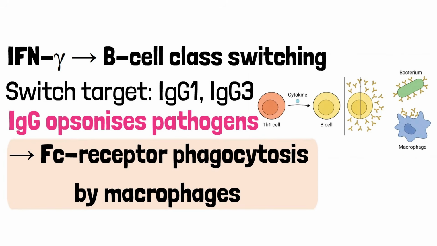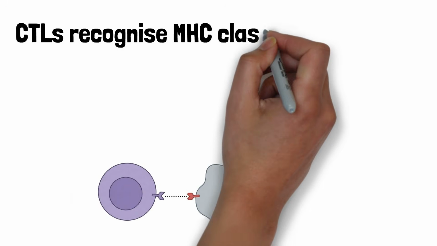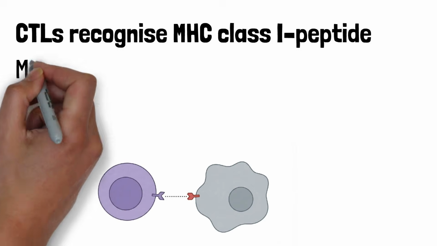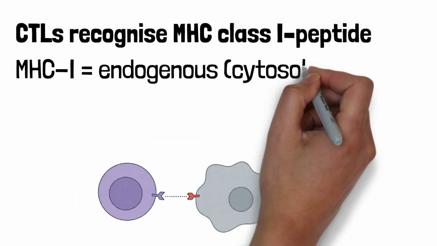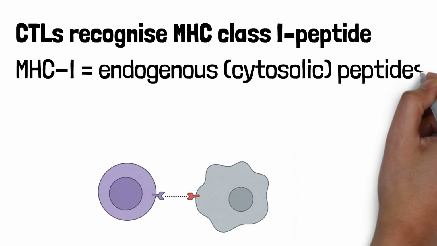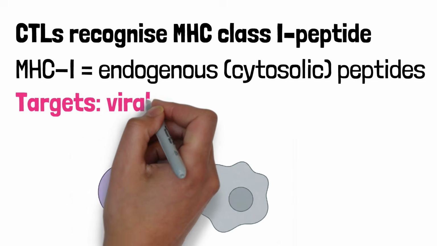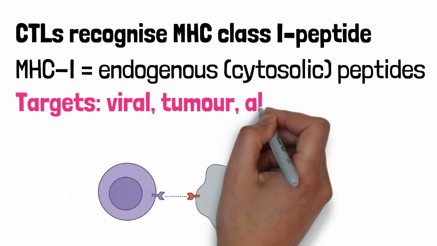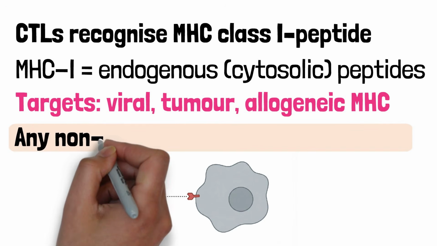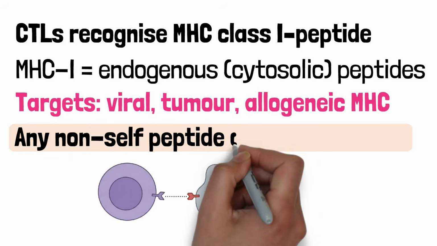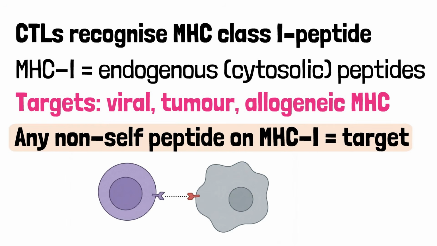Now, let's shift from the macrophage side of Th1 immunity to its other major arm, the cytotoxic T lymphocyte. Now that we've moved into the CTL story, the core rule is this. CTLs recognize MHC class I peptide complexes, and because MHC class I presents peptides that come from inside the cell's own cytosol, it's really a window into what's happening inside that cell. As a result, any cell displaying viral peptides, tumor peptides, or even a foreign allogeneic MHC molecule becomes a target. The exam-critical takeaway is simple. Any cell showing a non-self peptide on MHC class I is fair game for a CTL.